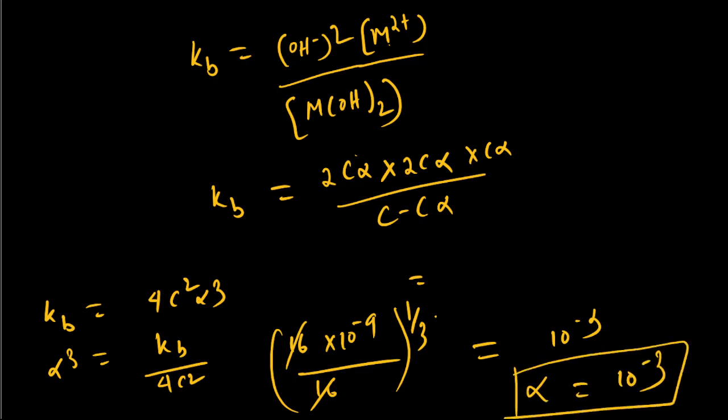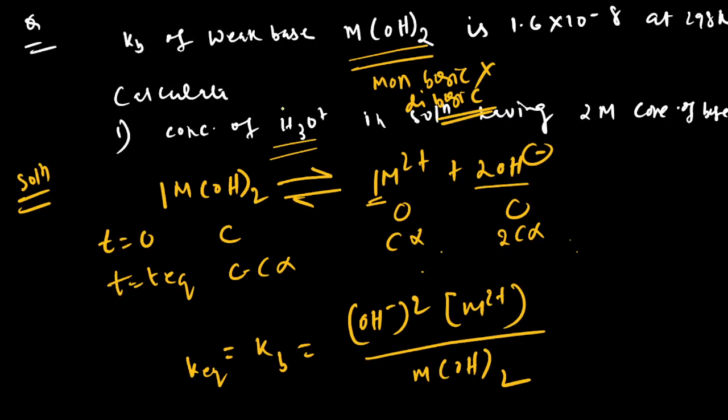And what do they ask? They ask the concentration of H3O plus. So this is the concentration of OH minus, because for H3O plus we have to know another constant, that is Kw. That we will study after this, and after that we will calculate H3O plus also. So for now we will only calculate the concentration of OH minus.